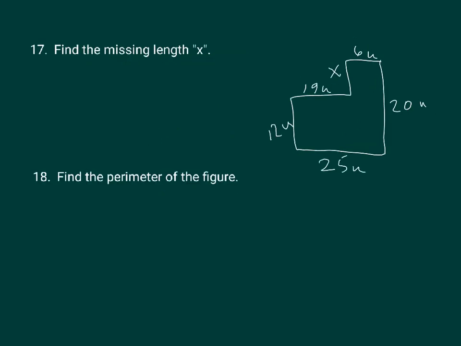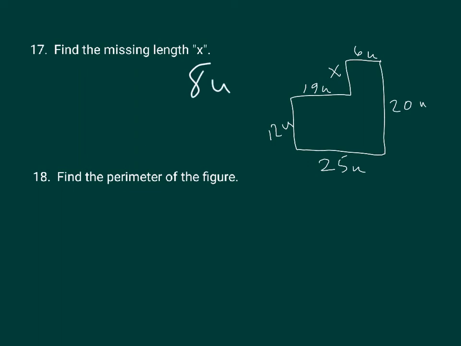17 and 18 both refer to the diagram. If you want to figure out the perimeter, you have to know all of the lengths, and there's one missing, it's x. We know that from top to bottom is 20 units, and up this far is 12. So the rest of the way has to be the difference between 20 and 12, this missing distance, which makes it an 8. So x is 8.